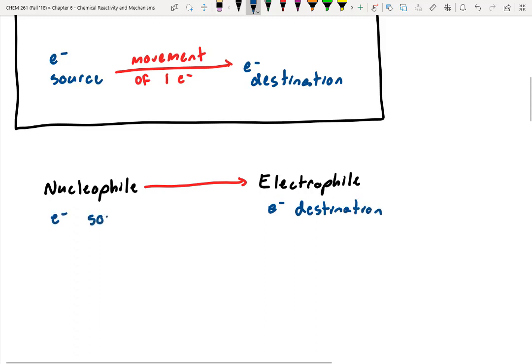and electron source. Whoa, there's a party going on up there.